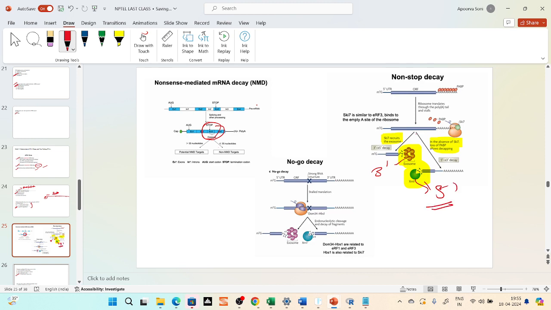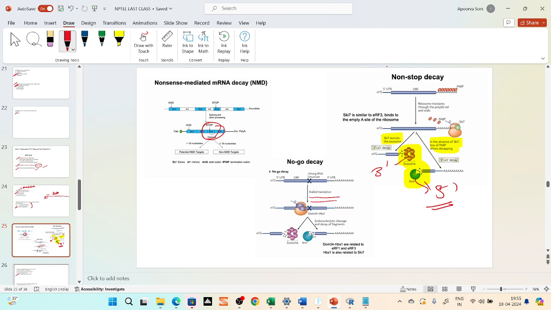Then no-go decay. No-go decay means that the ribosome is halted here. You can see there is stalled translation. Non-stop decay means that there is no stop codon. Here a stop codon is there, therefore it starts the decay. Here, no stop codon is there, so it just keeps on translating, translating, and translating. But it cannot translate that much. So that is your non-stop decay.